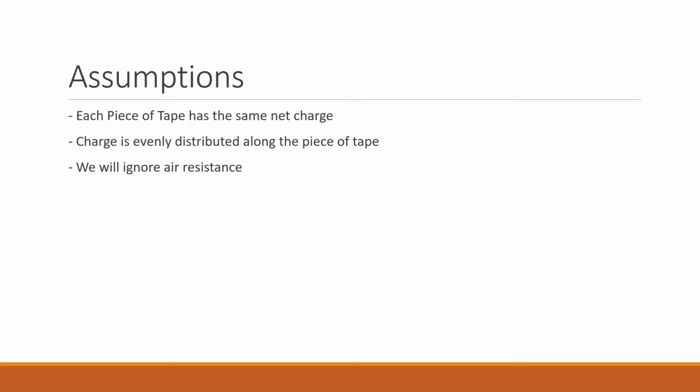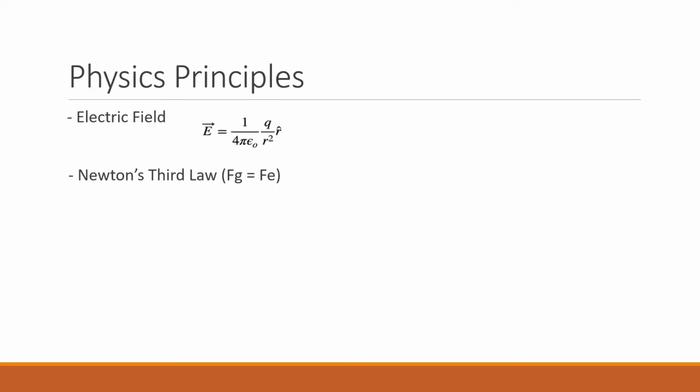Some assumptions that we're going to make to make our life easier are that each piece of tape has the same net charge and that the charge is evenly distributed along each piece of tape. We're also going to ignore air resistance. Some basic physics principles that we use in this lab are the force of the electric field, which is this equation, and Newton's third law, which allows us to say that the force of gravity is equal to the force from the electric field.